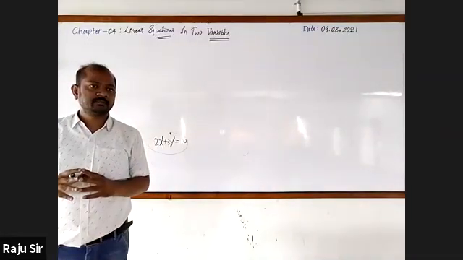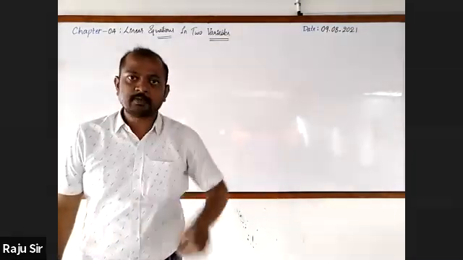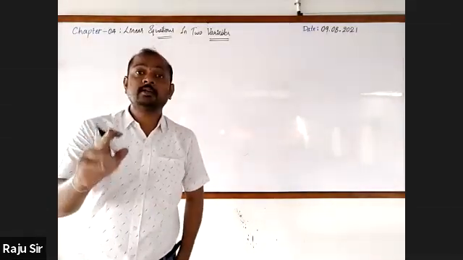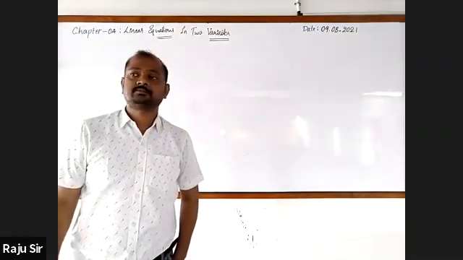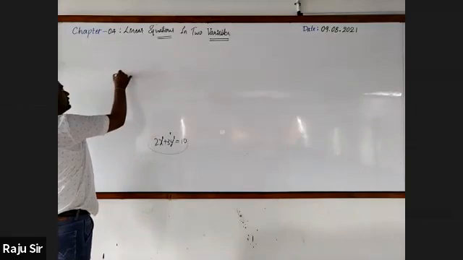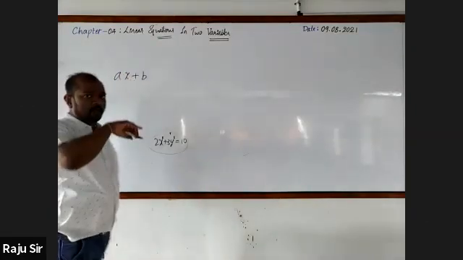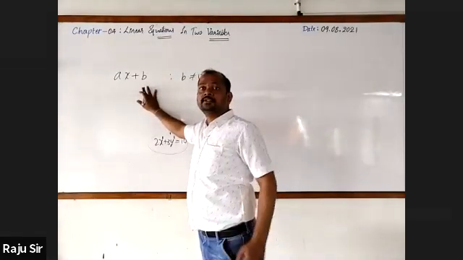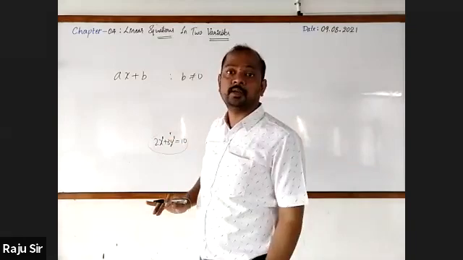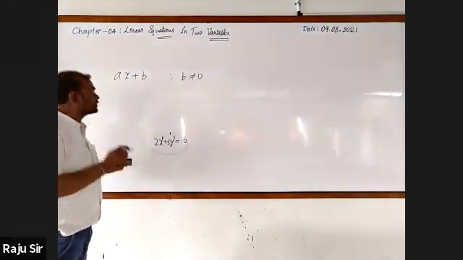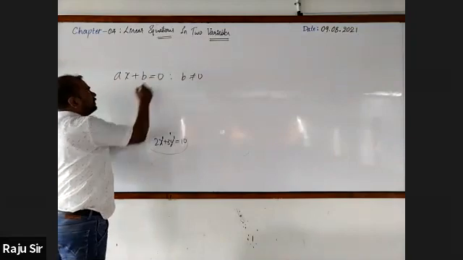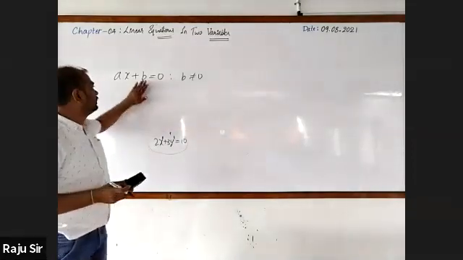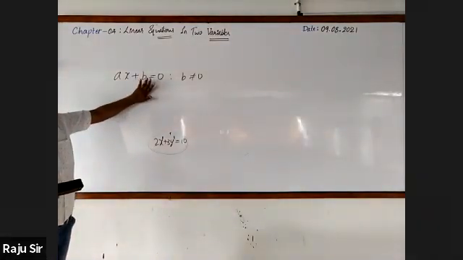Did you all understand? Yes, sir. One simple question to you all. What is the general form of a linear polynomial? ax plus b is equal to 0, where a is not equal to 0. This is the general form of a linear polynomial. But we need an equation, and for an equation there must be an RHS. ax plus b equal to 0 and a is not equal to 0 is the general form of a linear equation.